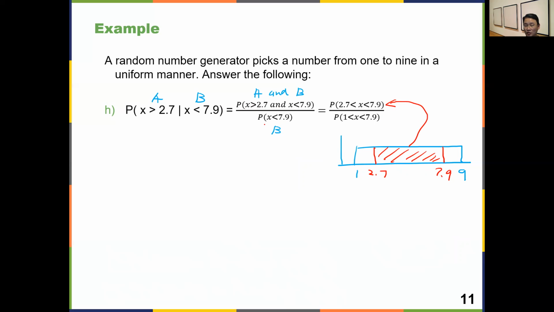And X is going to be less than 7.9. That means 7.9 all the way down, but it's going to stop at 1. That's what we get.